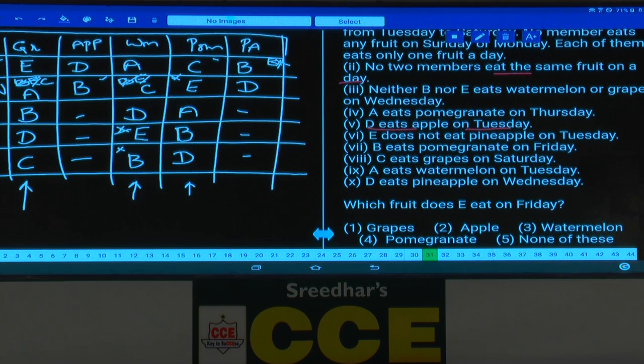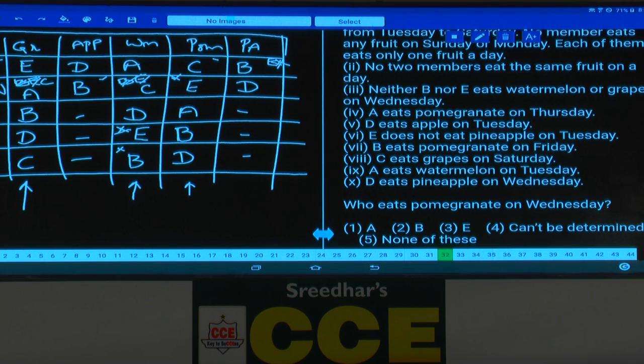Which fruit does E eat on Friday? As E eats on Friday, now let us check out the questions here. Which fruit does E eat on Friday? E eats watermelon, isn't it? Watermelon on Friday, that is choice 3. Then next one, question number 32. Who eats pomegranate on Wednesday? On Wednesday, who eats pomegranate here? E eats pomegranate, that is choice 3, isn't it?